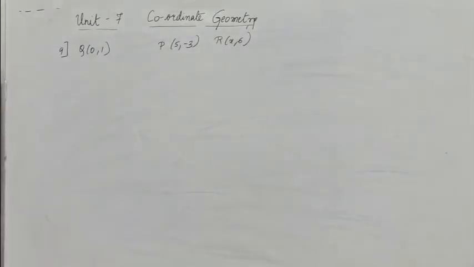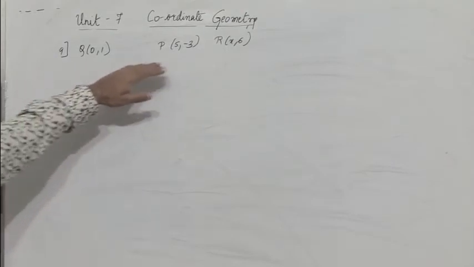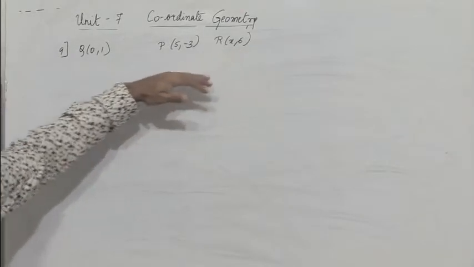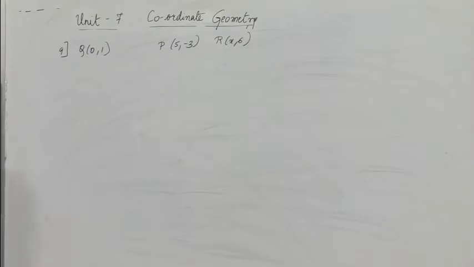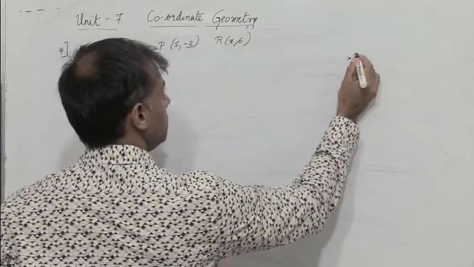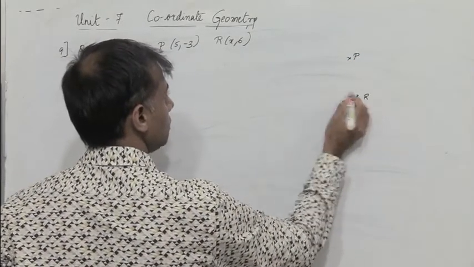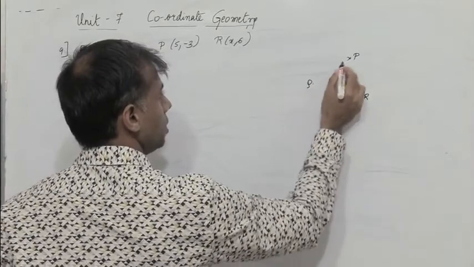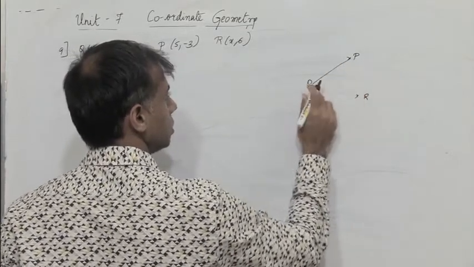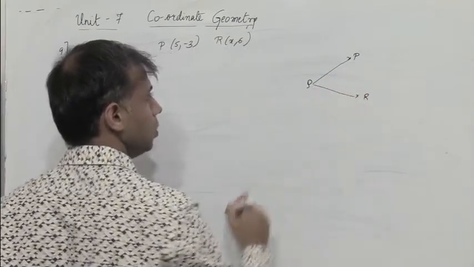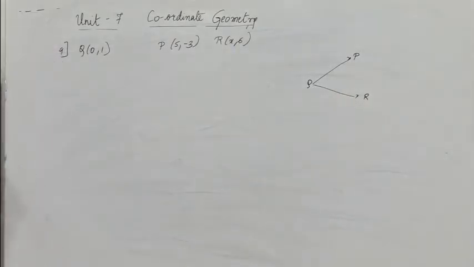So in the next question, the point Q is equidistant from P and R. So we need to find the value of x. So there is a point P and a point R and we have a point Q. Q is equidistant, so QP equals QR. So let us find QP and QR.